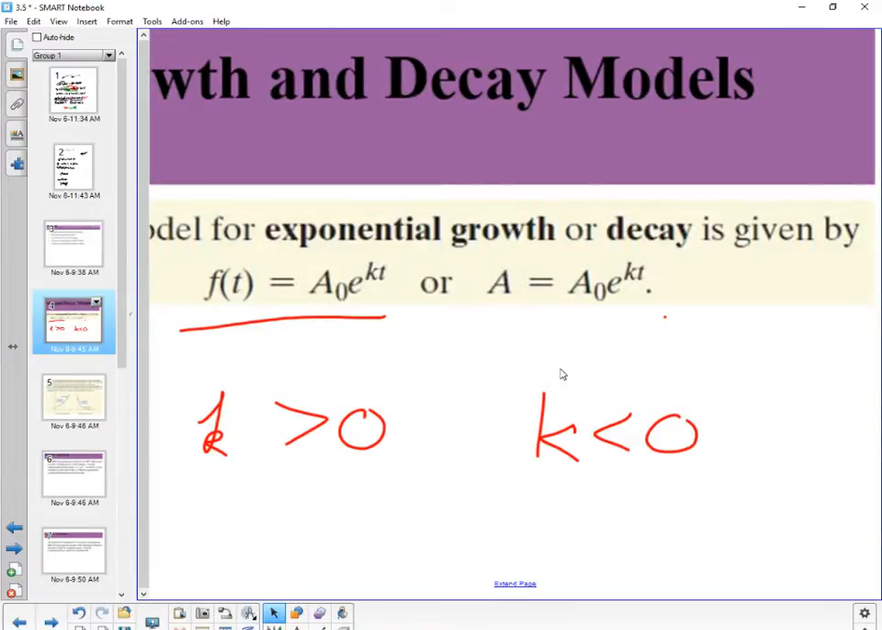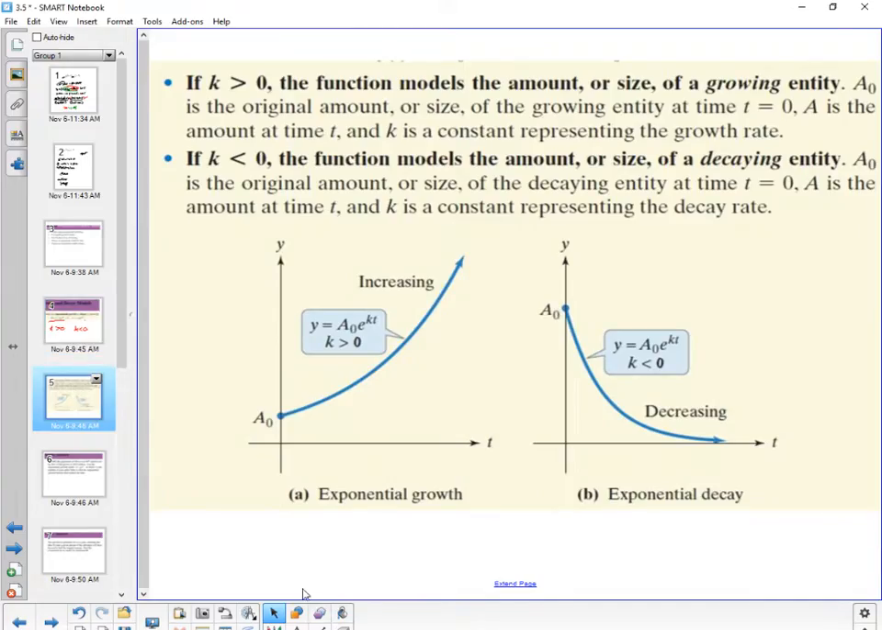No, it's always 3s. So let me go ahead and show you this slide here. Again, if you have growth, k is greater than 0. If you have decay, k is less than 0.